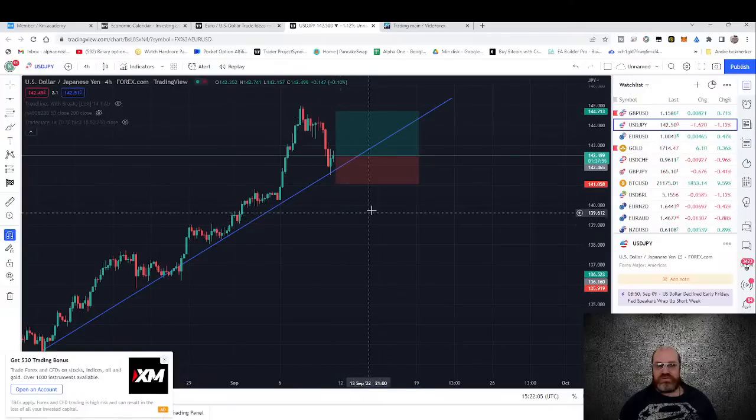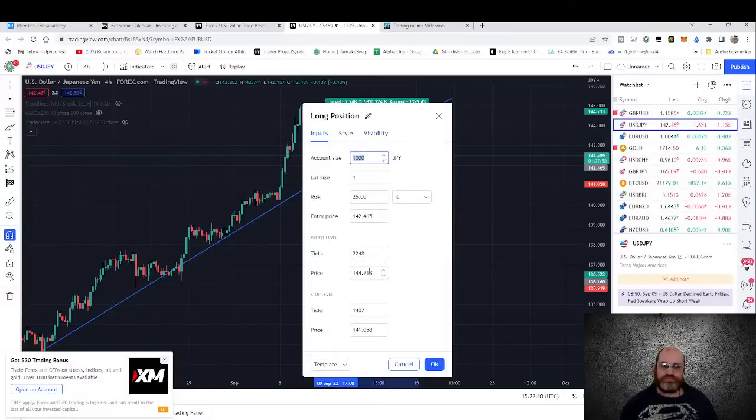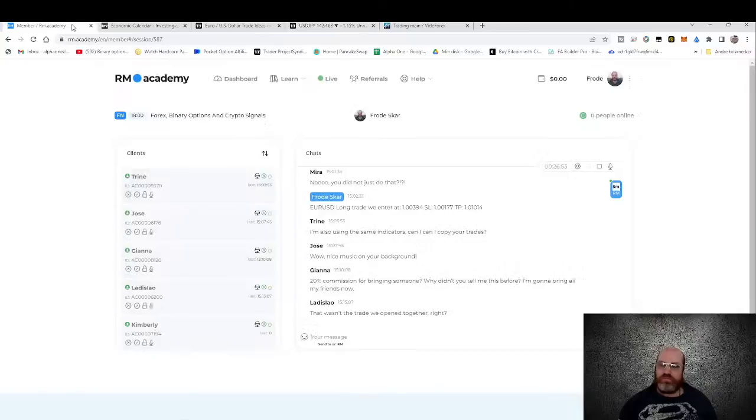Yeah, I think that's a nice entry. We can take this trade. Last time we could not trade because we were not able to get entry, but this time around we actually got one. So let's write it up. That's USDJPY. It's a long trade. We are following the trend.